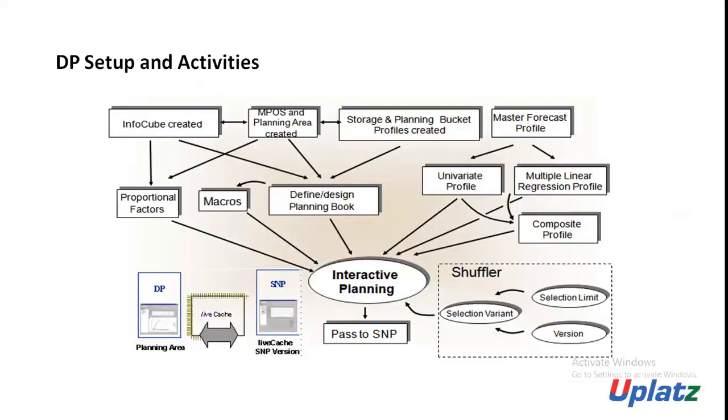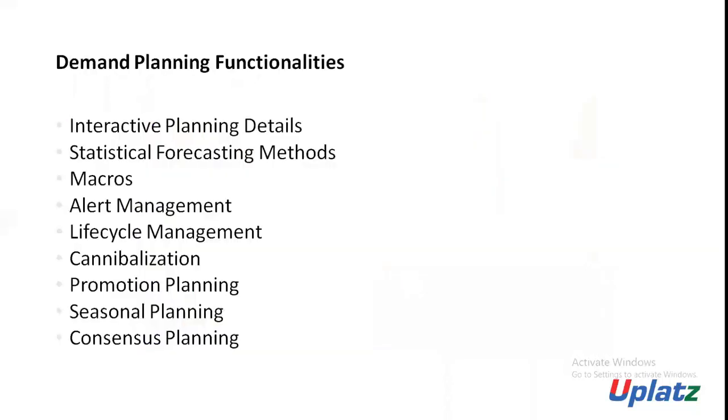Now I have already started the features of SAP APO DP. Those are macros, lifecycle planning, like that. These are the additional features. Now I'm going to cover the extension of the macros. It's nothing but alerts, alerts management. These are one of the functionalities of SAP APO DP.